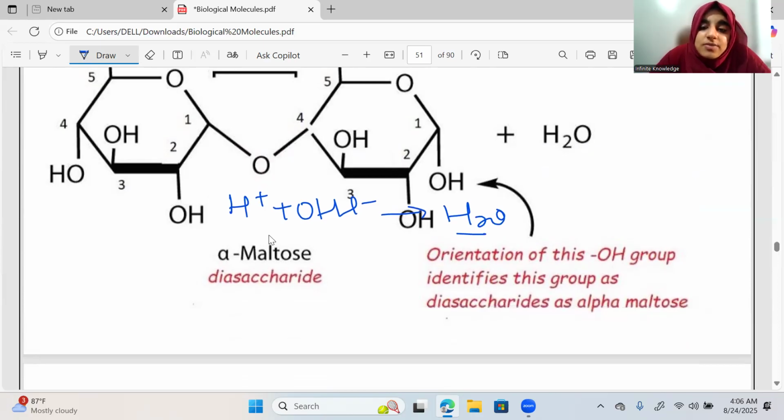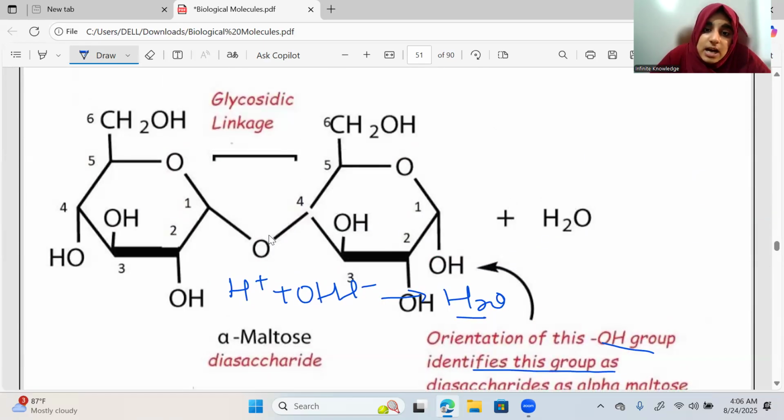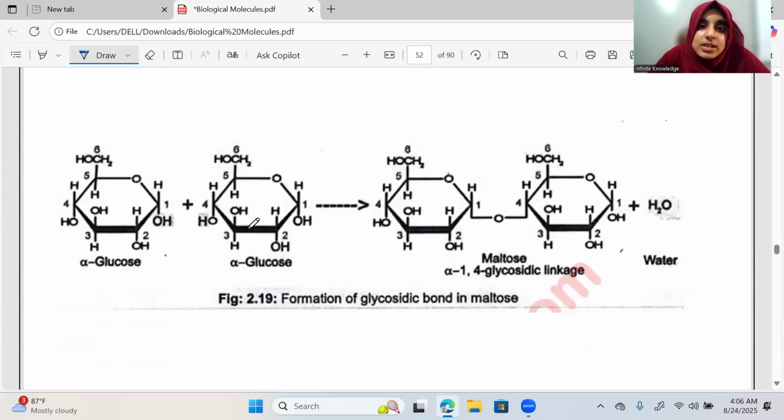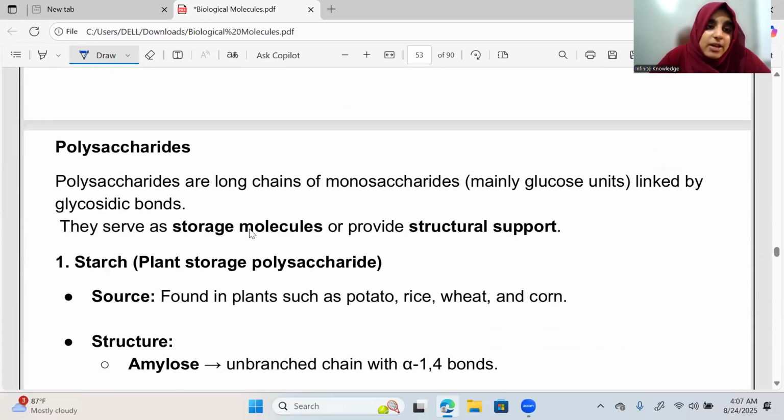Orientation of this OH group identifies these disaccharides as alpha maltose. Why? Because see, this is down. OH group is down, so it means that this is alpha. If it was up, it means that it is beta, right? So this is how the glycosidic linkage is being formed over here, and this is the formation of water, and it is 1 comma 4. Why? Because carbon number 1 of alpha glucose plus carbon number 4 of alpha glucose, these form what? These form a glycosidic bond.